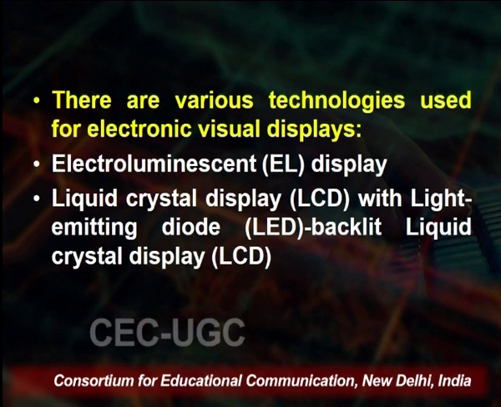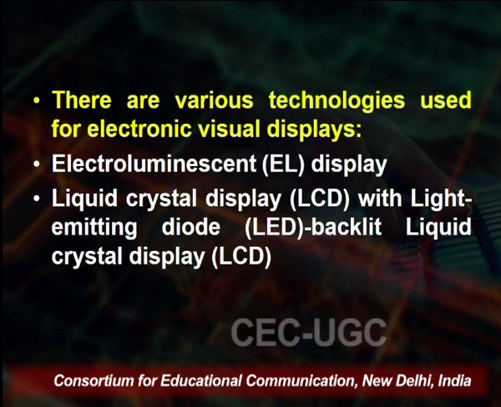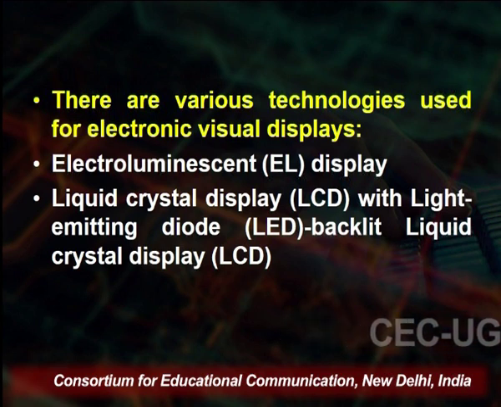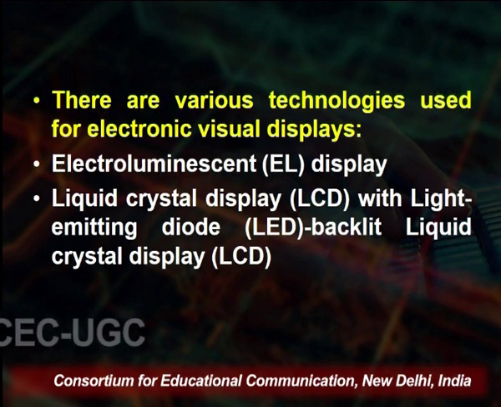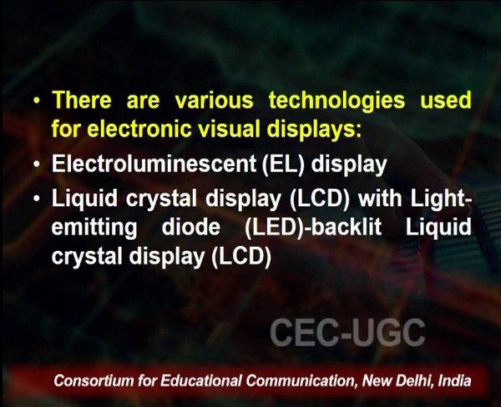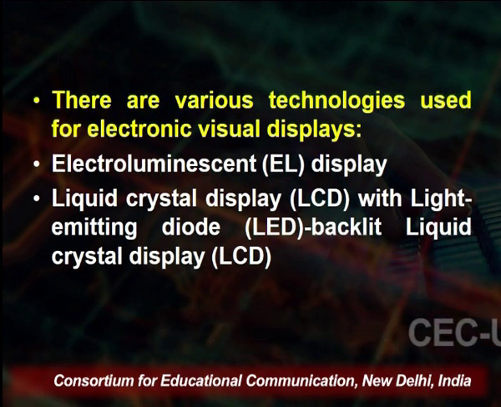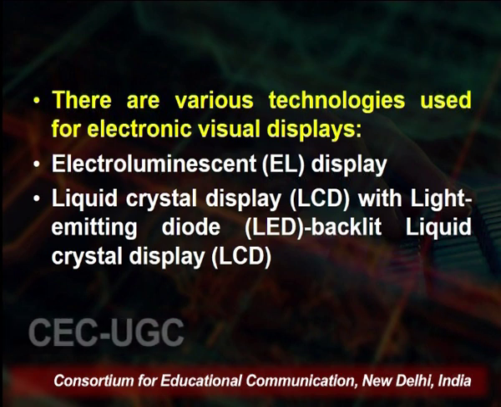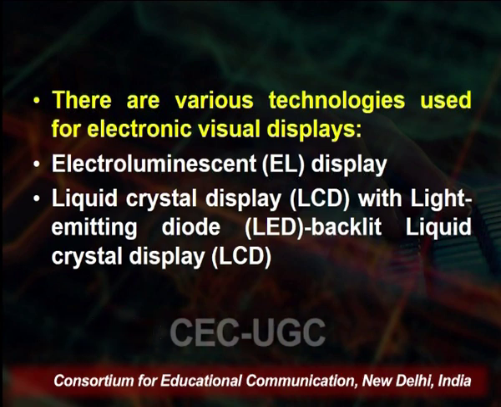There are various technologies used for electronic visual displays, like the electroluminescent display, which is also called the EL display. Second is the liquid crystal display. You have all heard that we have an LCD or an LED television in our houses. So, there is the liquid crystal display with a light emitting diode, that is LED backlit liquid crystal display, that is an LCD. So, we have many display devices.